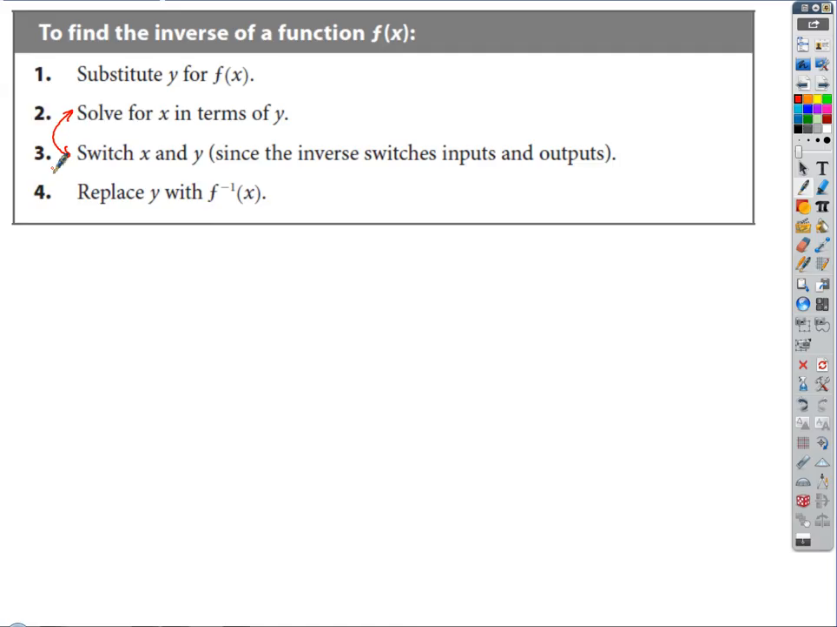So let's look at an example. What if we start off with f of x equals 3x minus 7, for example. Okay, let's just go through these steps. So what are we going to do? First step, write it in terms of y. So we'll make the f of x into a y. And now, I don't care which way we do this. It doesn't really matter. Let's go ahead and switch the x and the y first.